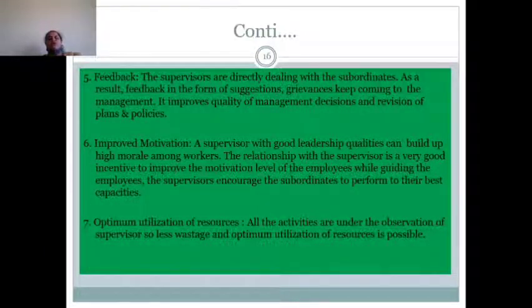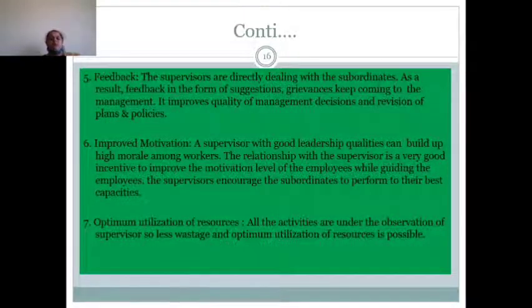So at this motivational level, employees will be guided, with the supervisor's encouragement to the subordinates to help them perform to their best capabilities. Therefore, whatever capabilities they have will be best used when they have been motivated by the organization.